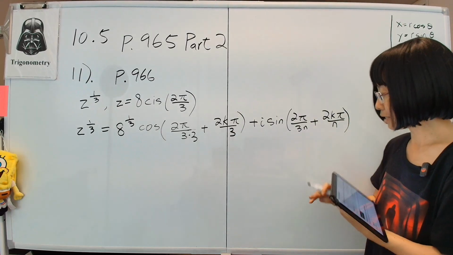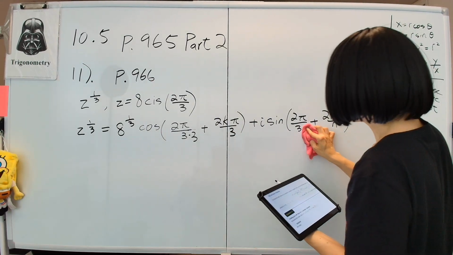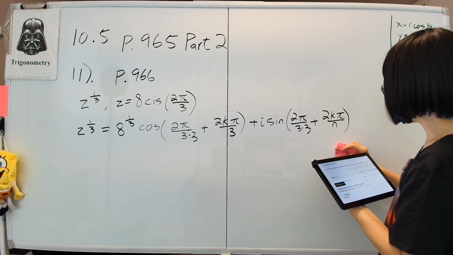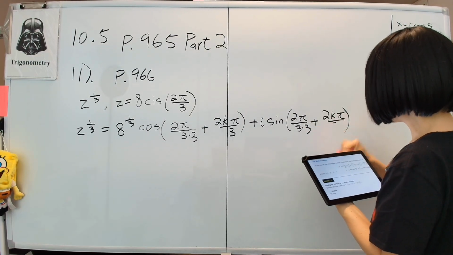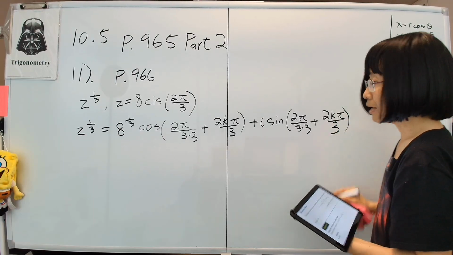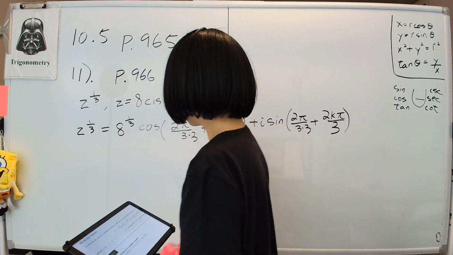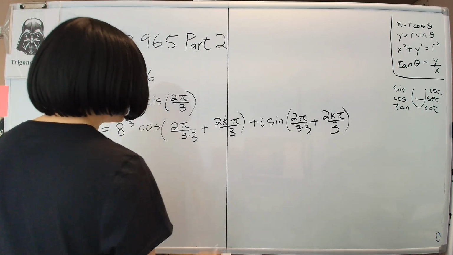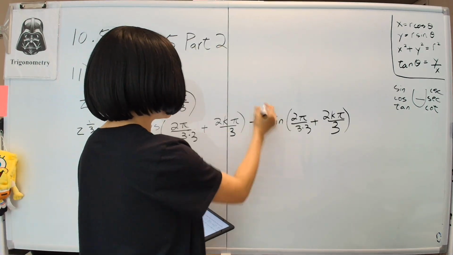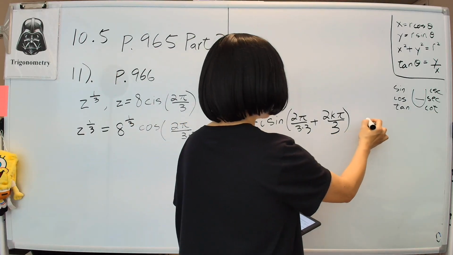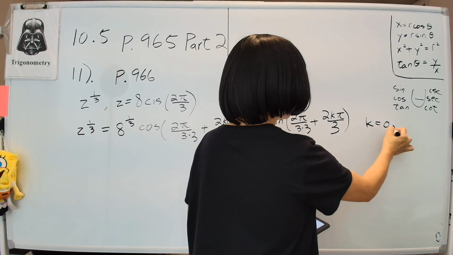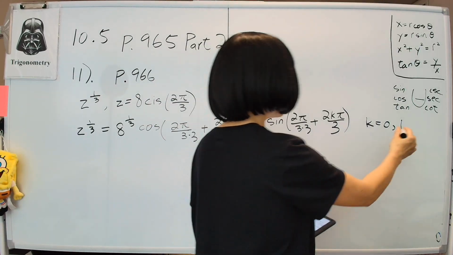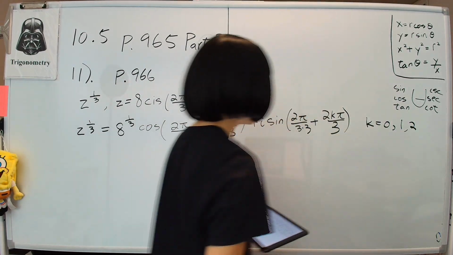Okay, and then this n is also 3, so I should fix that. Times 3, and this n is also 3. They're all 3's. But what about the k's? The k has to go from 0 to n minus 1, so k equals 0, 1, all the way to n minus 1. N minus 1 in this case is 3 minus 1, which equals 2. So that is the answer.